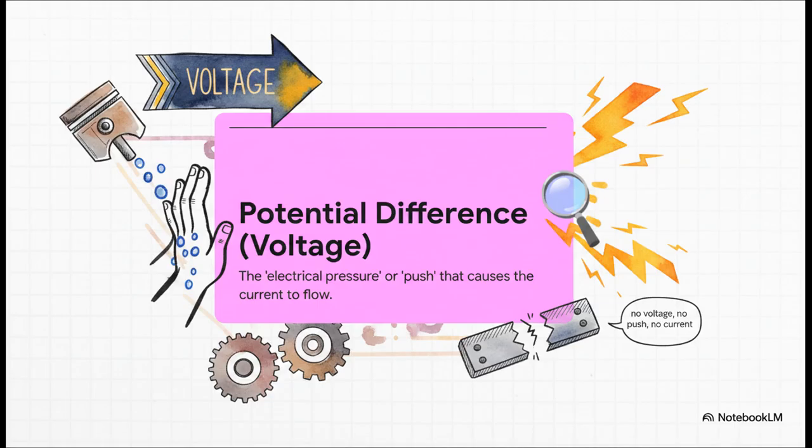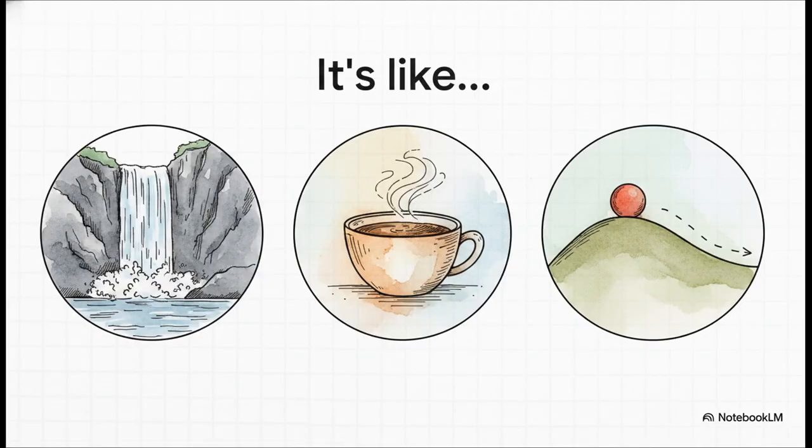No push, no current. And this whole idea of a difference causing something to flow, it's literally everywhere in nature. It's the reason water flows downhill. It's why heat moves from your hot coffee cup into the cold air. It's why a ball falls to the ground. In electricity, the flow is just from a high electrical potential to a low one. And it's all thanks to voltage.